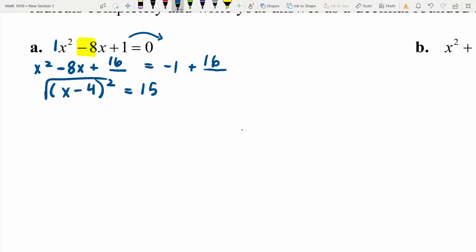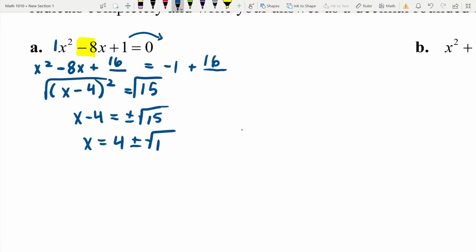Thank you. So then I have x minus 4 equals. Everybody in the room, tell me what comes right after my equal sign. Plus or minus the square root of 15. Now the 15 won't simplify. I don't have any pairs I can pull out. So now all I'm going to do is just pull my 4 over. So my answer is 4 plus or minus the square root of 15. And that's my answer.